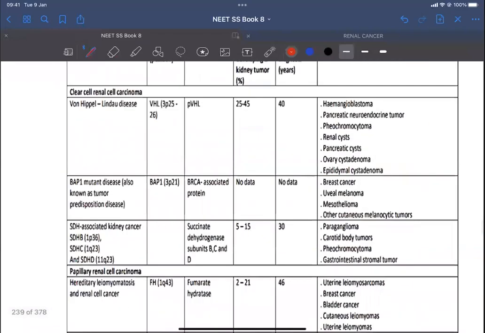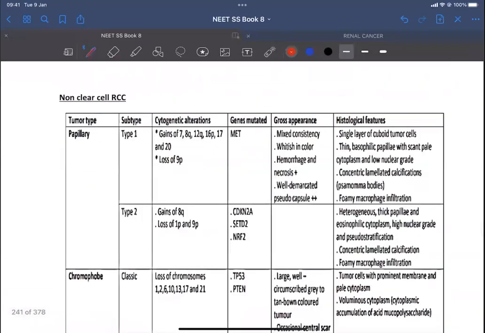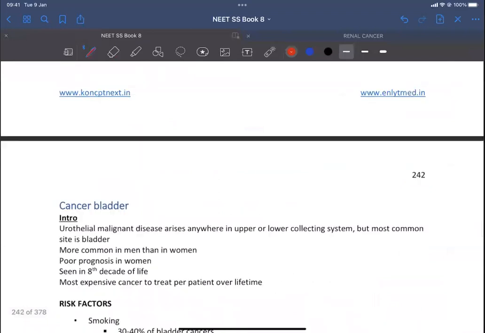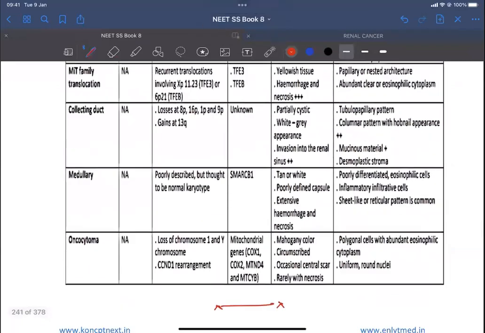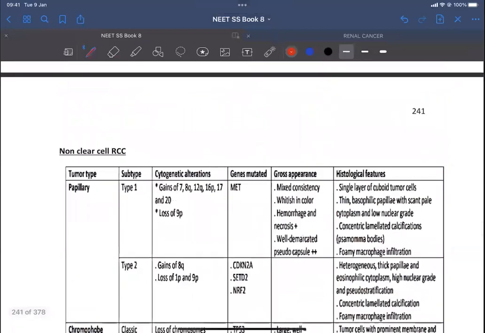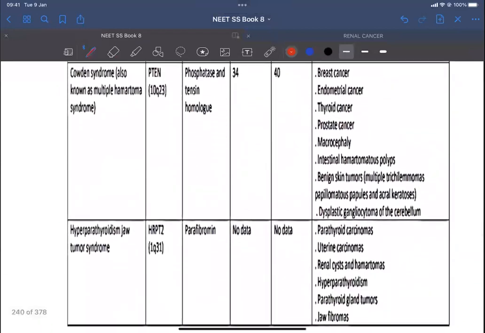So again, for revision, the different associated syndromes are all put in a little table for us to read and revise again. I'm not going to go through this.